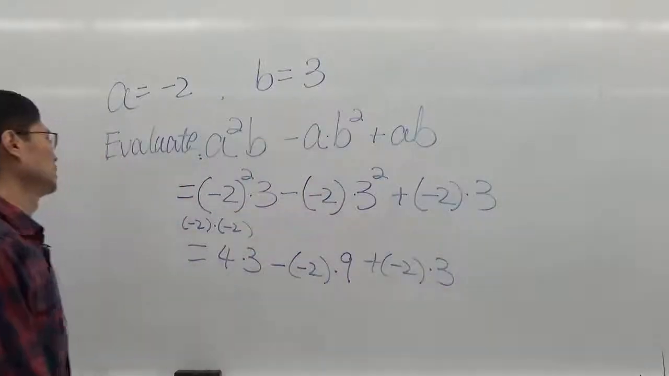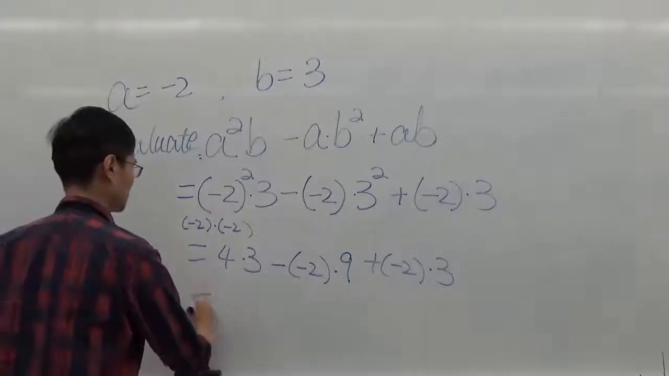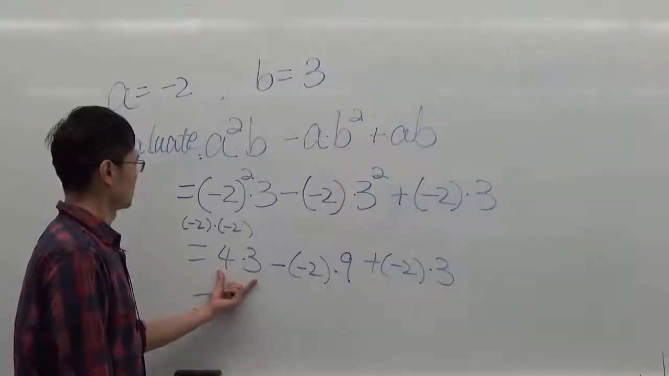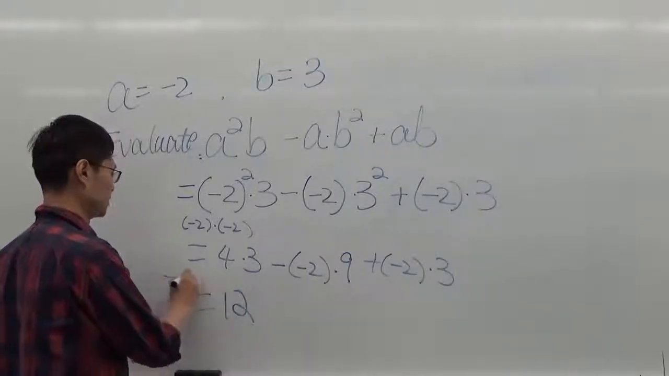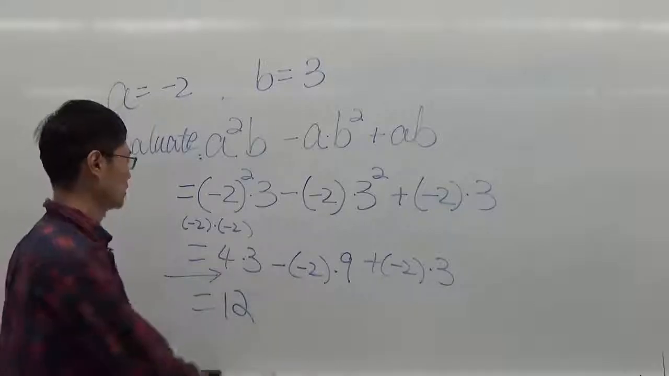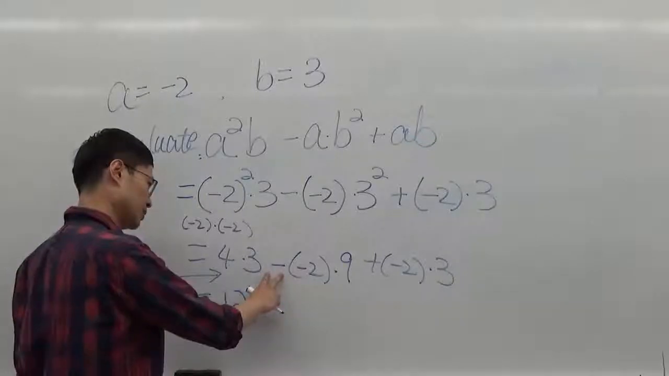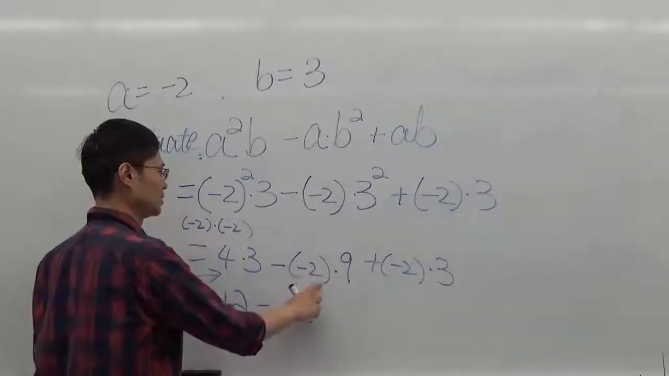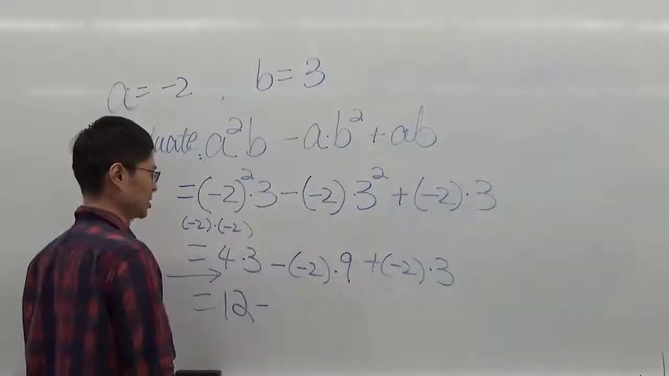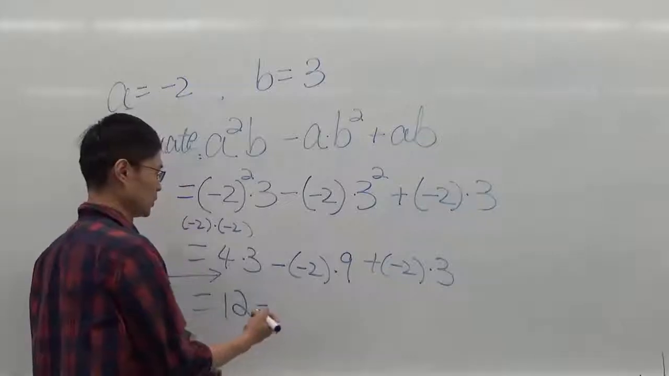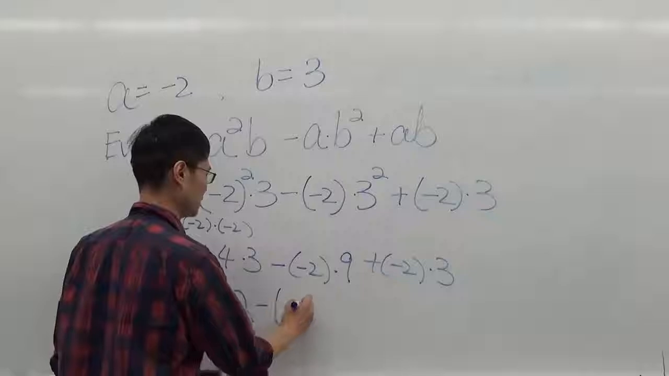So next we're going to do multiplications. We're going to do 4 times 3, which is 12. Of course, we go from left to right. The next one will be -2 times 9. I'm still going to keep the negative sign right here. A negative times a positive is a negative. My result is negative, which is -18. Whenever the result is negative, you have to keep it inside parentheses. That's going to be -18.